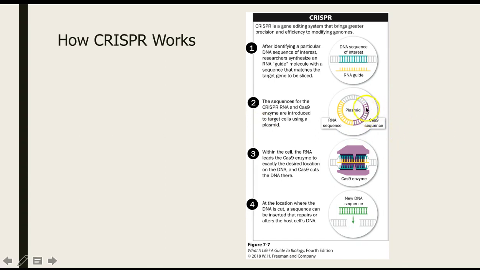Okay, so now that we've got our plasmid and our RNA sequence that matches the DNA sequence of interest and our Cas9, we're going to go ahead and put that into a cell. And then once we're in the cell, the RNA is going to lead the Cas9 enzyme to exactly the location where it matches up with the gene of interest. And the Cas9 then cuts the DNA.